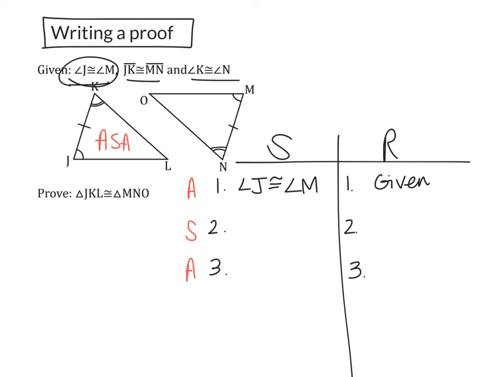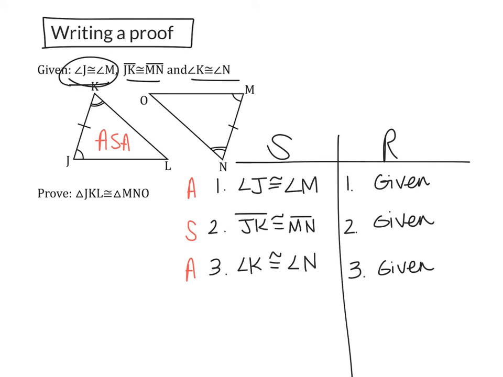That's given. Then they give me the side. JK is congruent to MN. Notice that I am literally just reading this given statement up here at the top. And that's also given. So there's another line that says that that information is given. All right, angle K is congruent to angle N. That's also given. So now this angle, side, angle is kind of like a checklist. So we can check off, well, I've said all three of those things are congruent, so now I can say the triangles are congruent.